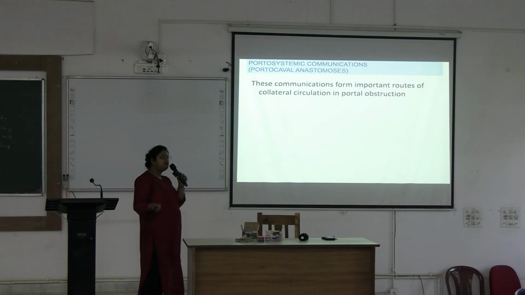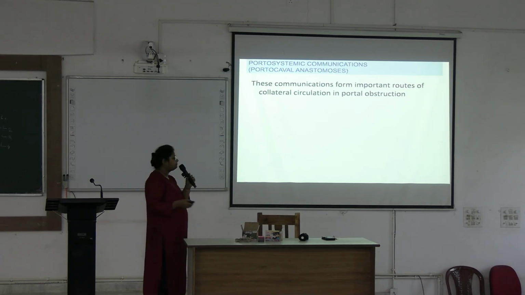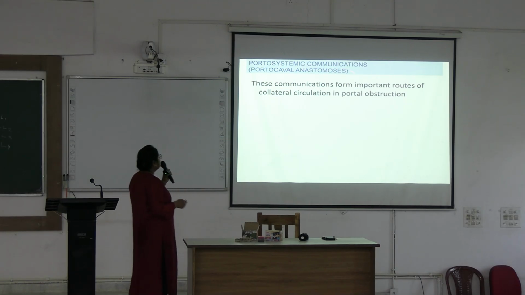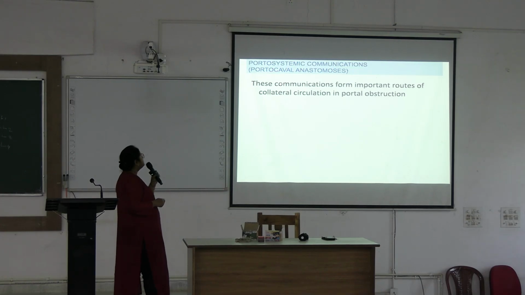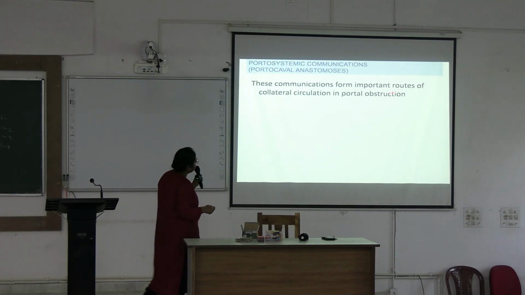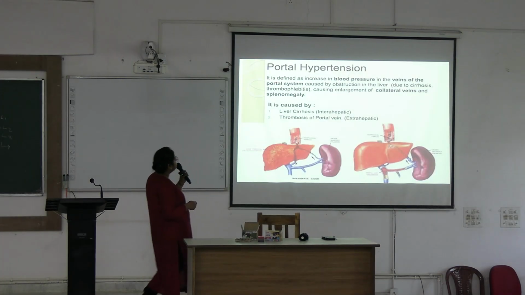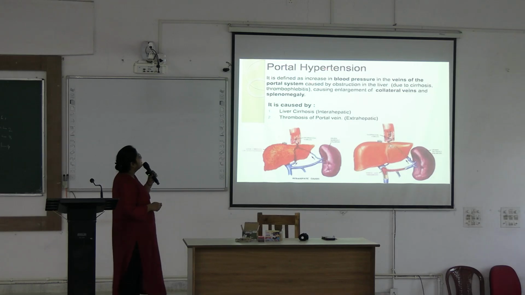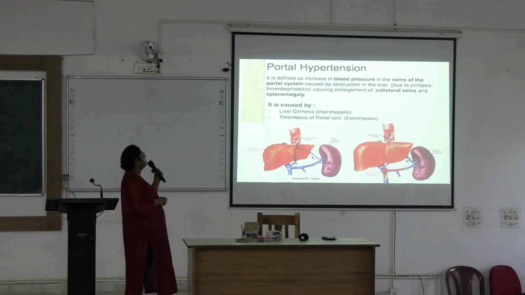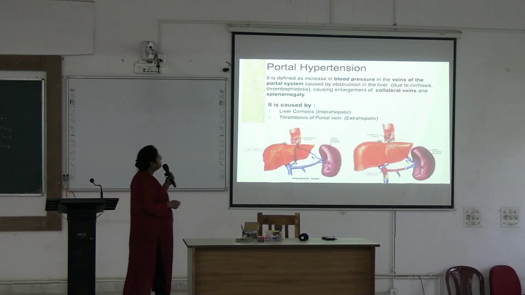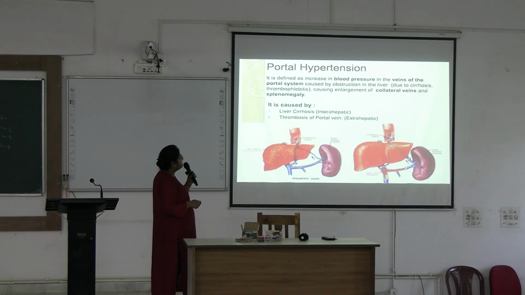Next, we are going to the portosystemic anastomosis. These are also known as portocaval anastomosis, and these communications form important routes of collateral circulation in the portal obstruction. What is portal hypertension? It is defined as increase in blood pressure in the veins of the portal system caused by obstruction in the liver. What are the reasons of obstruction? It can be due to cirrhosis or thrombophlebitis.